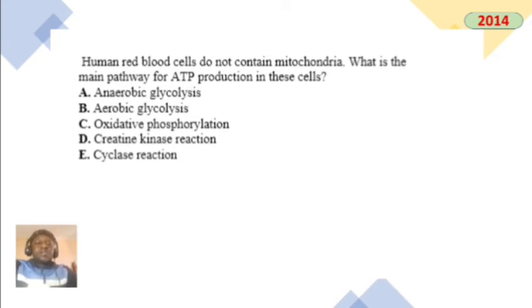Human red blood cells do not contain mitochondria. What is the pathway for ATP production in these cells, right? So actually it's glycolysis, particularly anaerobic glycolysis, which takes place in the cytosol, right? That's the answer. Aerobic metabolism needs the mitochondria, right? It needs oxygen. So the red blood cells do not have mitochondria, so there is no aerobic pathway.